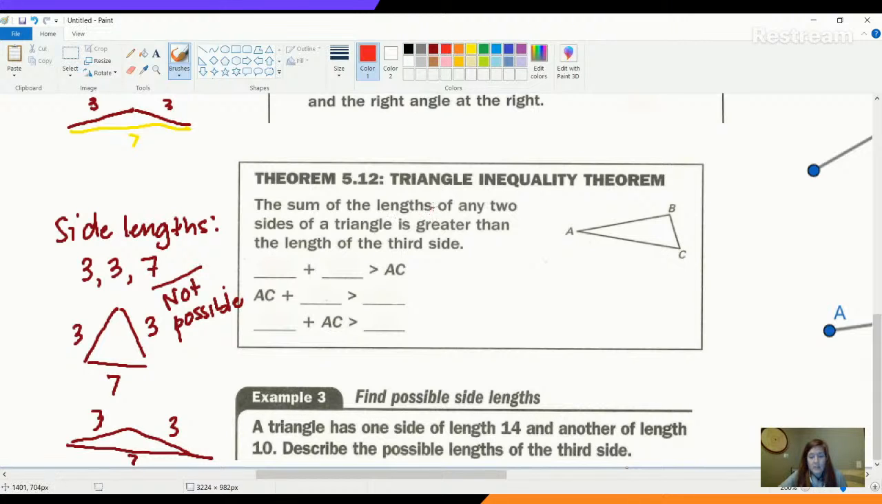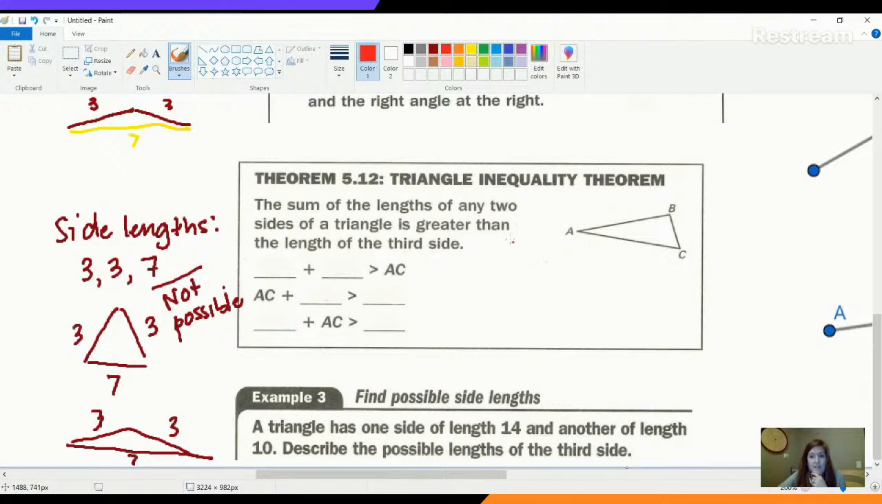So the triangle inequality theorem is an important theorem because we need to understand how to use this. It is a concept that you'll use in Algebra 2, ACT, things like that. What it says is the sum of the lengths of any 2 sides of a triangle is always greater than the length of the third side. So if you add 2 sides together, it always has to be bigger than the third side. That's why this fails. If I add 3 plus 3 together, it's not greater than 7. So it fails this theorem.